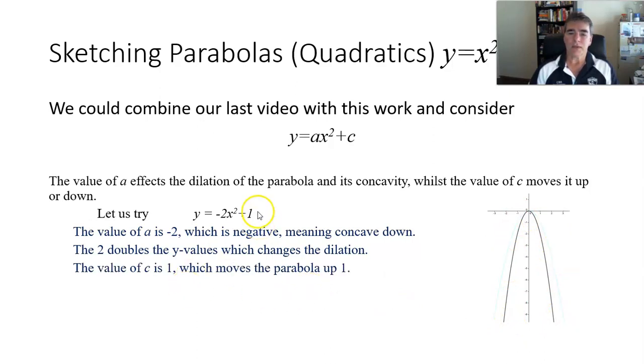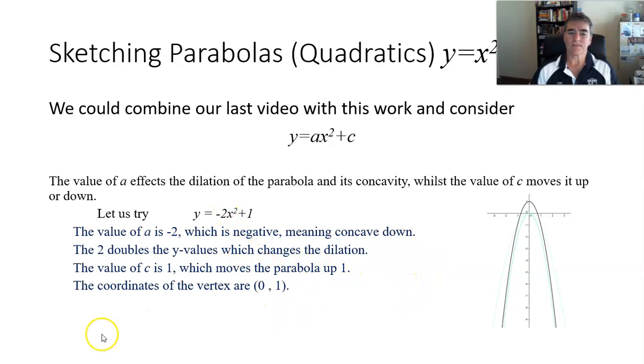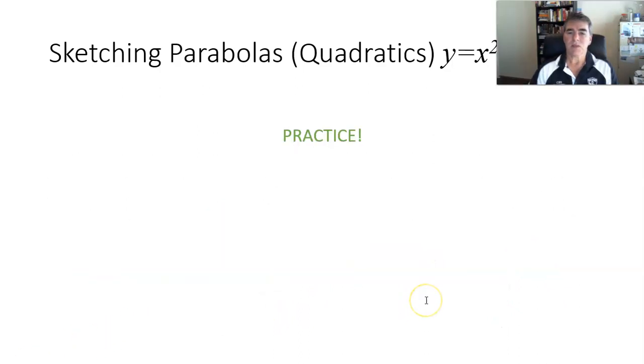And then this c value just takes what we've got so far and moves the parabola up 1 because of the +1. So we move the parabola up 1. So the lighter one is the y equals -2x squared, and now -2x squared plus 1 looks like that. You'll notice that it is still symmetrical about the y-axis, and the coordinates of the vertex are the point (0, 1). So (0, 1) gives us those coordinates of the vertex. And it's pretty much as simple as that.